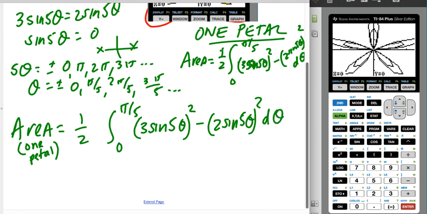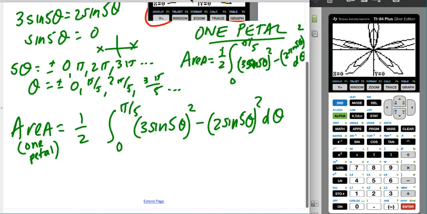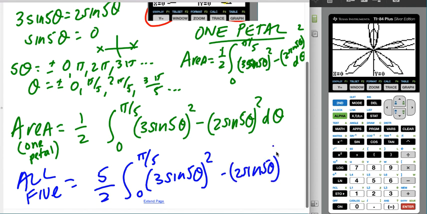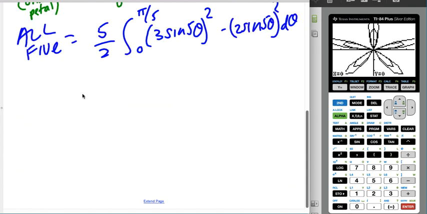So that's one petal, but I wanted all the petals. If I wanted all 5, I'm just going to multiply by 5, so it's going to be 5 halves times that integral. That's basically the deal. I could have also just found one of them in my calculator and multiplied my answer by 5. That would also be totally fine. Then I'm going to use the calculator to get an approximate value.